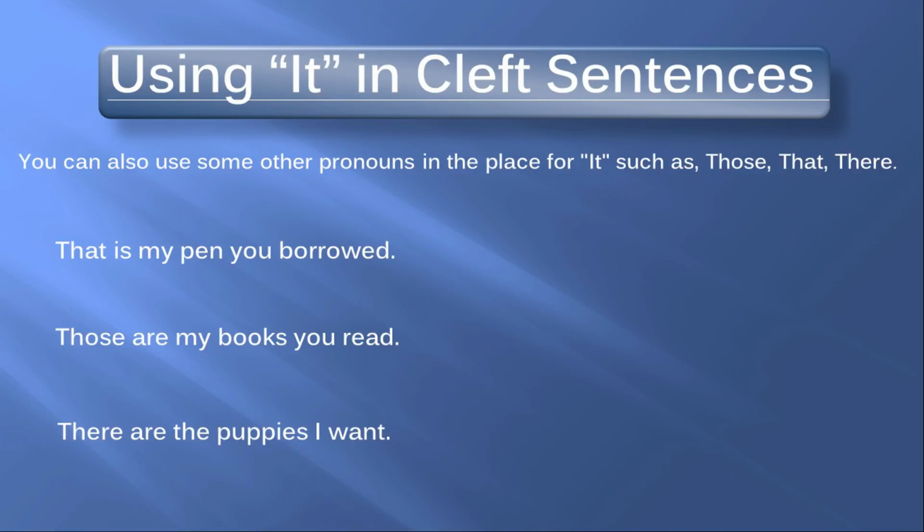When we use it cleft sentences, it is possible to use other pronouns in the place of it. However, the sentence form will stay the same as you would use the word it. The pronouns that you can use for it can include those, that, and their. Let us look at this first example sentence and see how you can replace it. "That is my pen you borrowed." As you can see, the word that replaced it in this sentence and the rest of the way you form the sentence stays the same as if you used the word it.